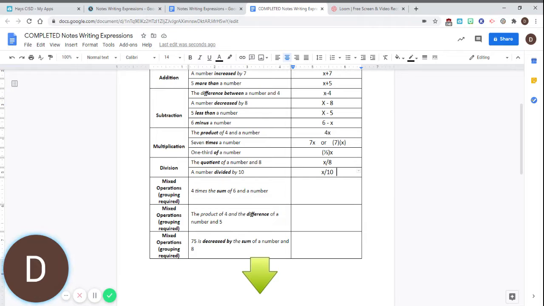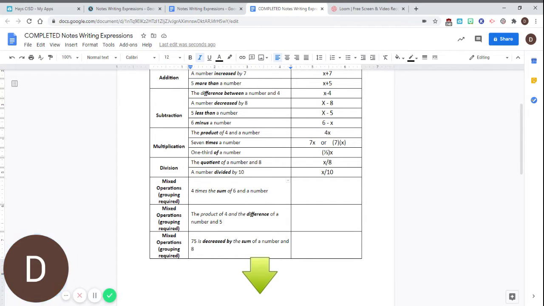And we say grouping required. So that just means that when we talked last week about distributing and putting things in parentheses to group quantities, that's what you're going to see here. So if you have, we'll just jump in here, 4 times the sum of 6 and a number. Okay, so 4 times the sum of 6 and a number.